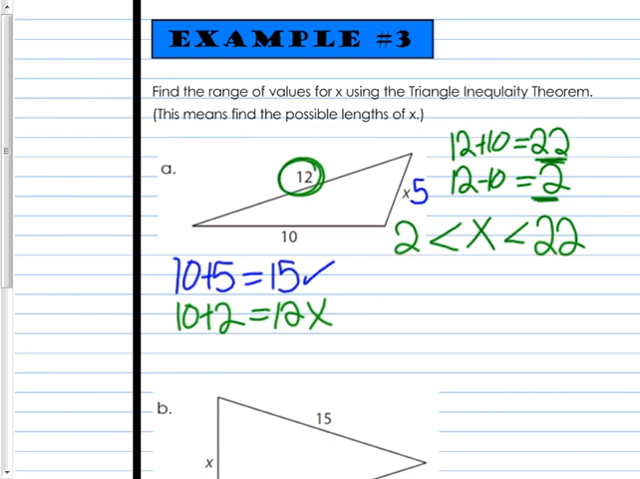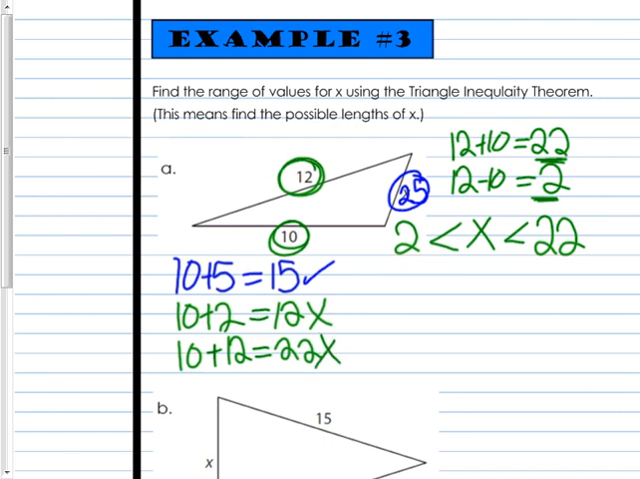Well, let's try a number like 25. Let's pretend this side is 25. I'm sorry, I should have said that. If I wanted to pretend that was 25, we would add the two smaller numbers together, which is 10 and 12, okay? So 10 plus 12 is 22. Is 22 greater than that bigger side, which is 25? No, it's not, okay? So 25 wouldn't work.